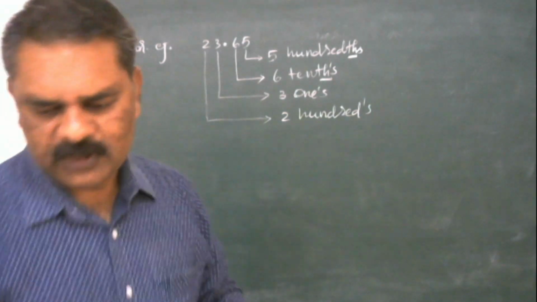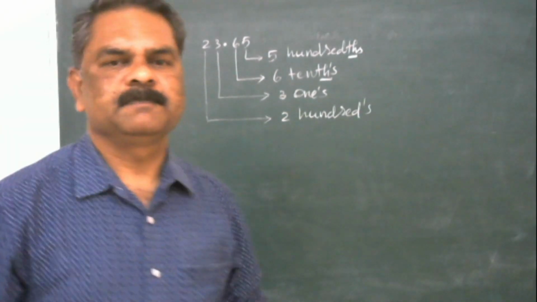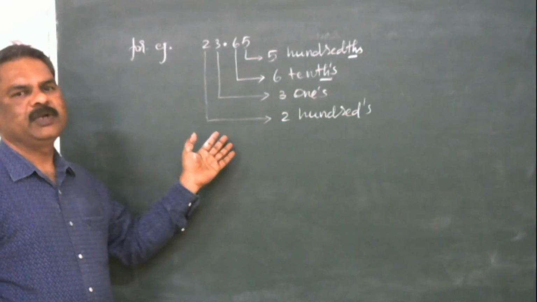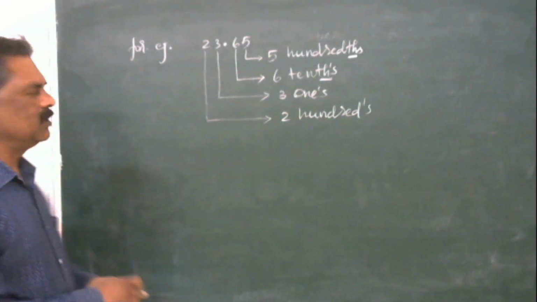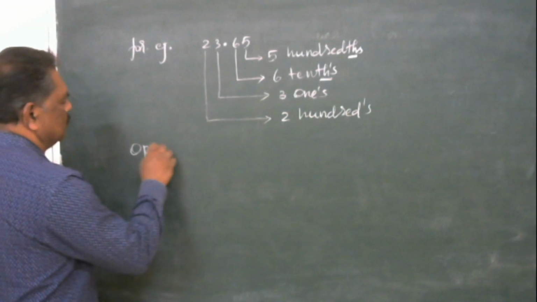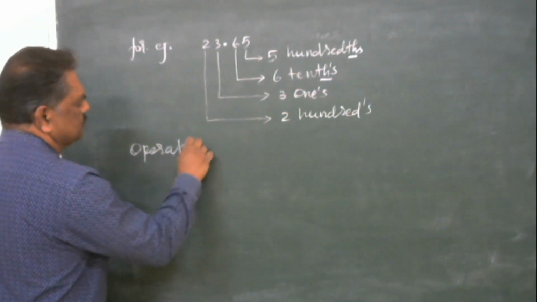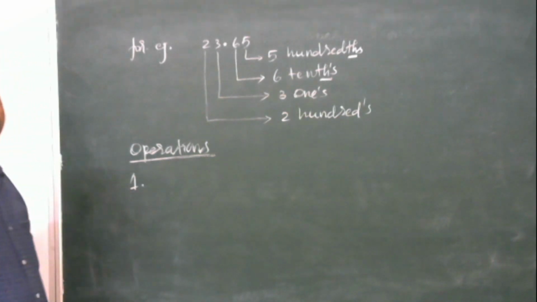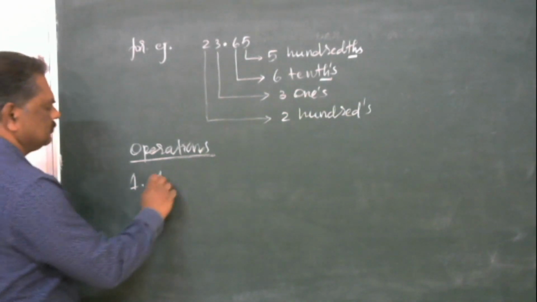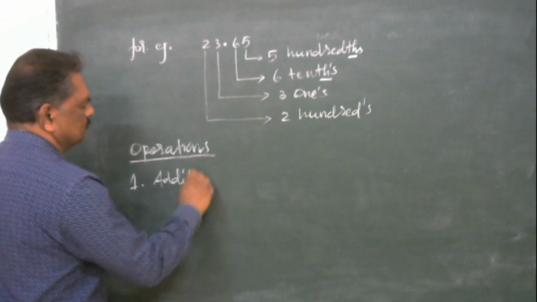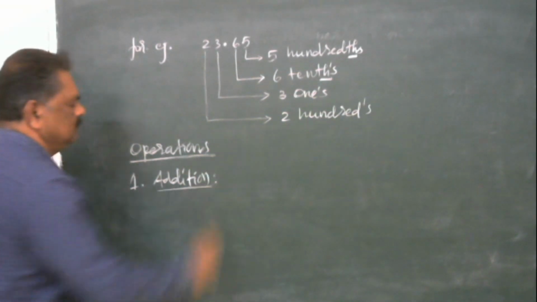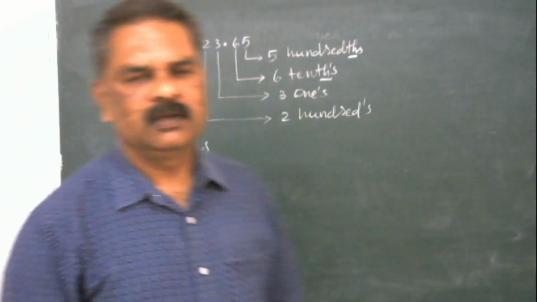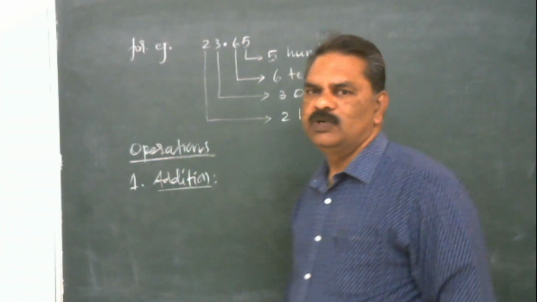So, you know decimal numbers, place value chart you know very well. Now we are going to operate operations on decimals. The first one is addition. So how do you find the sum of two decimals?